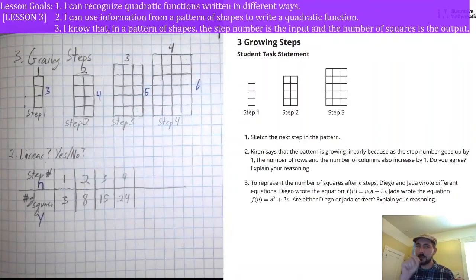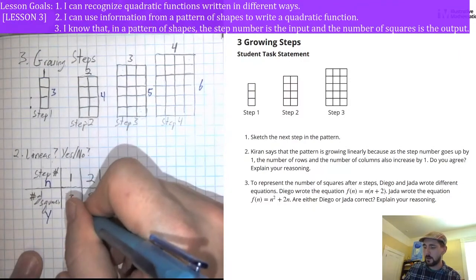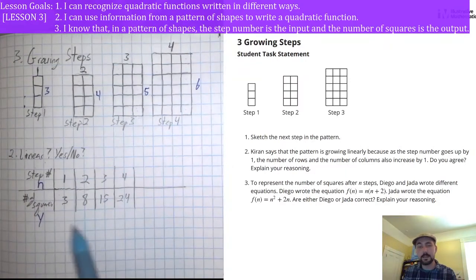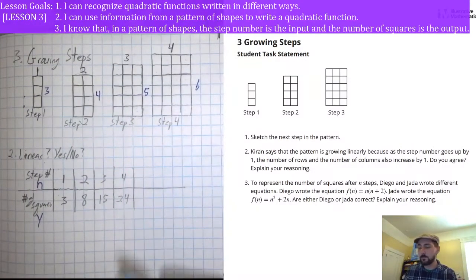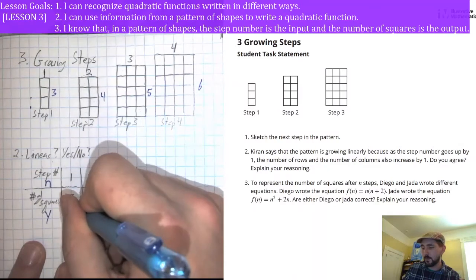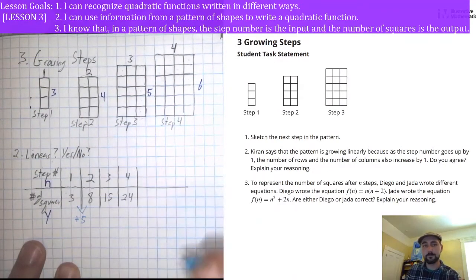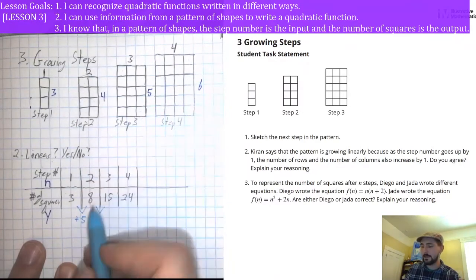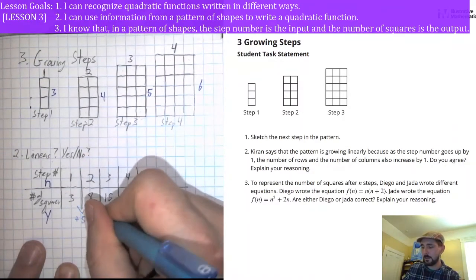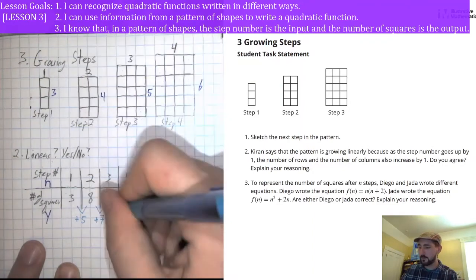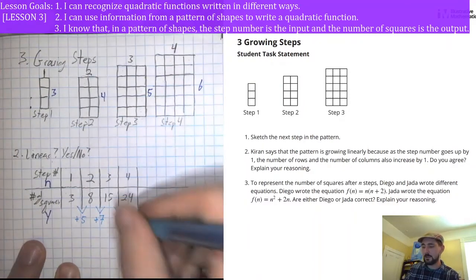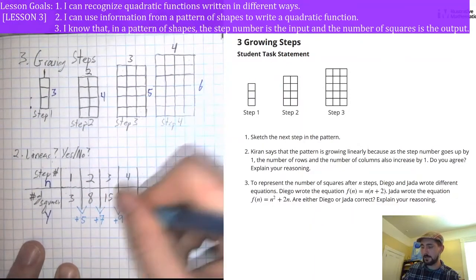Well, remember, linear growth means we're adding by the same amount each time. So you might have already made this annotation in previous examples. I haven't done this yet, so I'm going to do it now. So 3 to 8 is plus 5. 8 to 15 is plus 7. And 15 to 24 is plus 9.